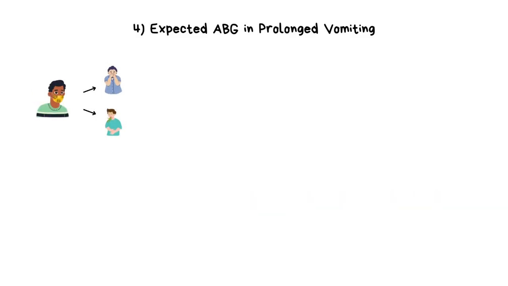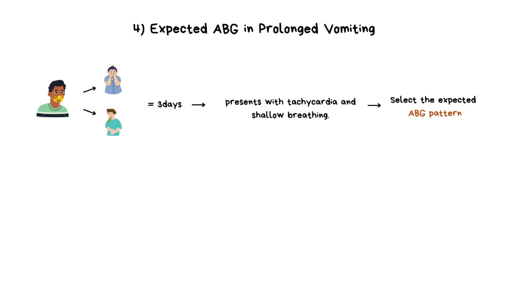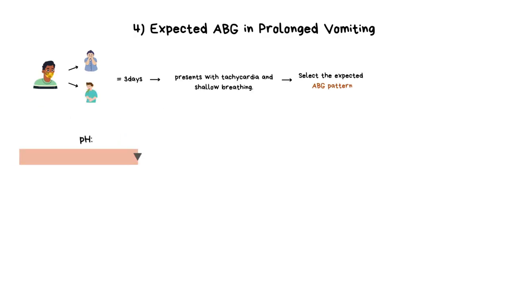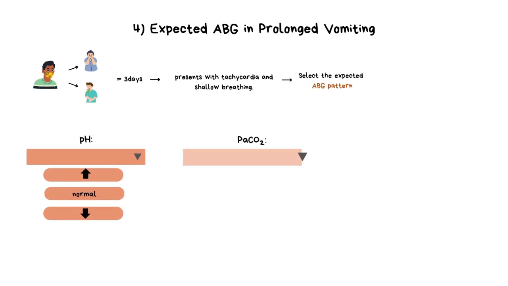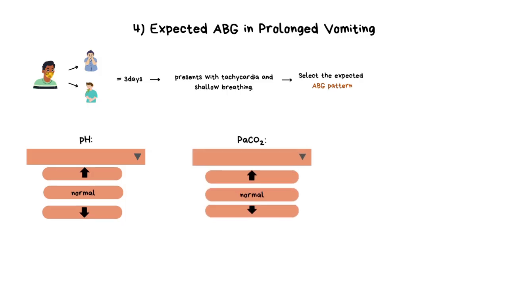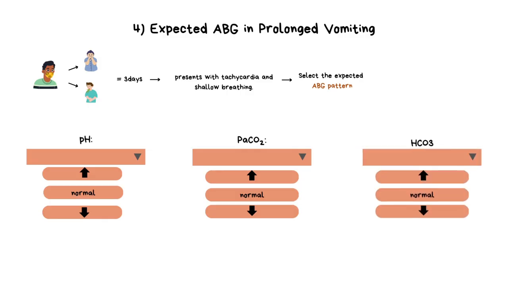A client with a 3-day history of nausea and vomiting presents with tachycardia and shallow breathing. Select the expected arterial blood gas pattern. pH, up, normal, or down. Carbon dioxide, up, normal, or down, representing compensation. Bicarbonate, up, normal, or down. Pause and make your choices.